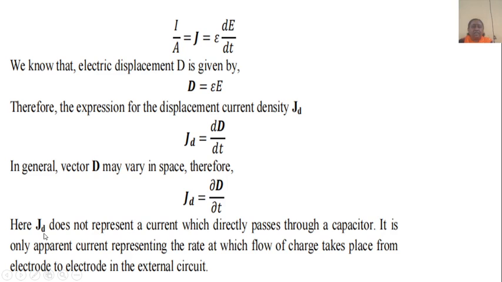Here Jd does not represent a current which directly passes through a capacitor. It is only apparent current representing the rate at which flow of charge takes place from electrode to electrode in the external circuit.